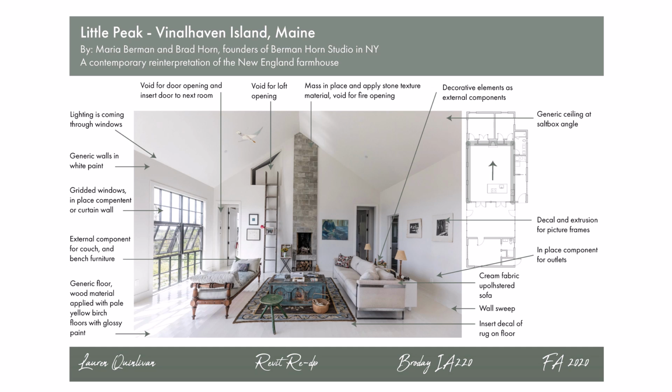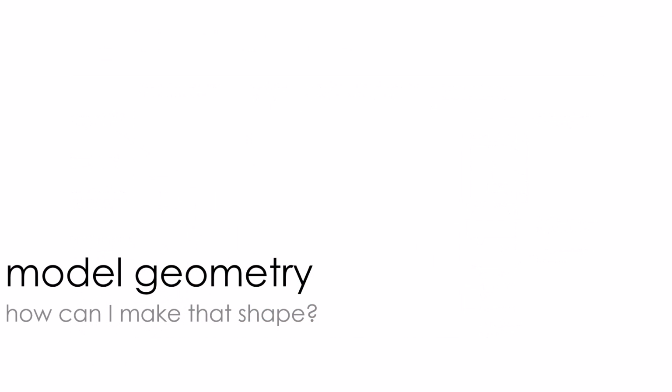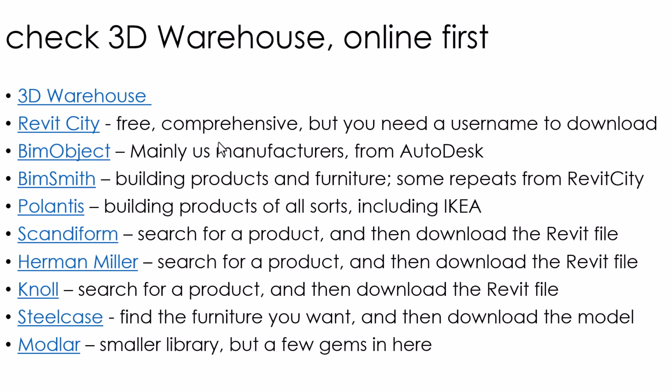This particular project came from Architectural Record, where there's usually a floor plan, which is very helpful. So, how do you create this model geometry? The biggest thing is to recognize, one, how you create geometry in Revit, but also that sometimes you don't have to create it. The easiest model to make is one that someone else makes, and I cannot encourage you enough to go and use these resources first. Do not burn up time when you don't have to.